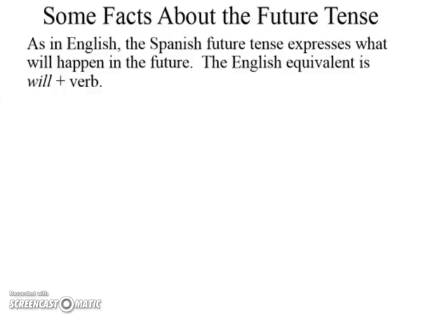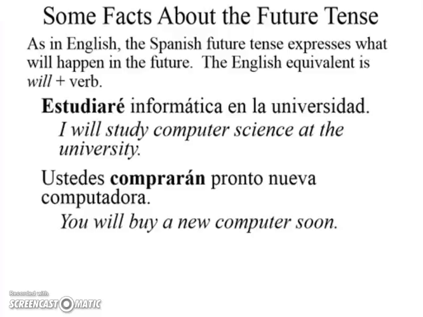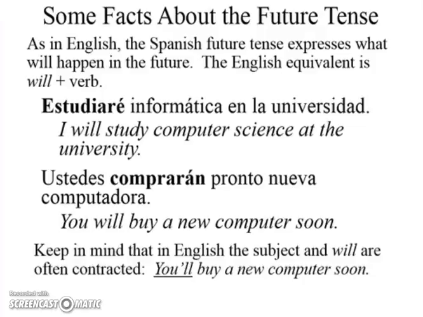Okay, a few things about the future tense. It's basically the equivalent of will plus a verb, pretty straightforward. Okay, so if you want to say, I will study computer science at the university, estudiaré informática en la universidad. You will buy a new computer soon, or this is you all will buy a new computer soon. Ustedes comprarán pronto una nueva computadora. Okay, so just to remind you that this is often a contraction in English, you'd say you'll. Okay, or I'll do something. So that is a contraction, and that is also the future tense in English.